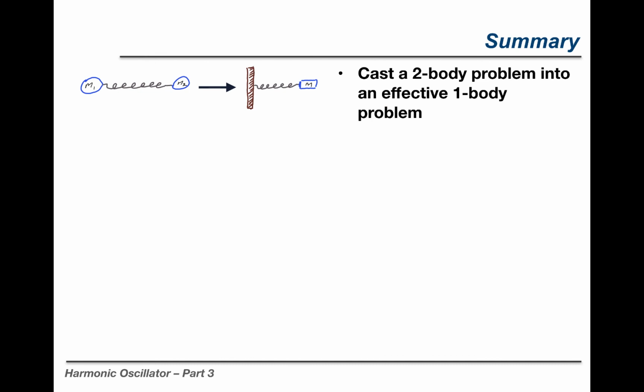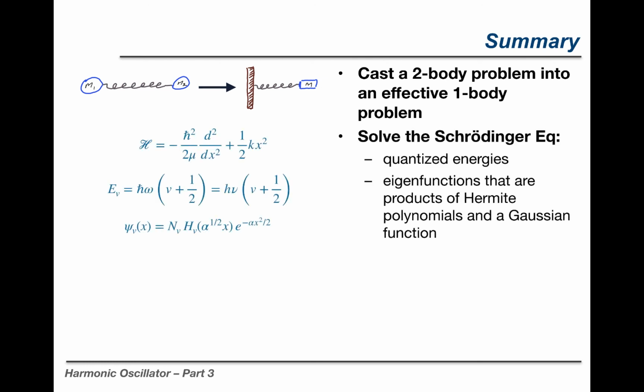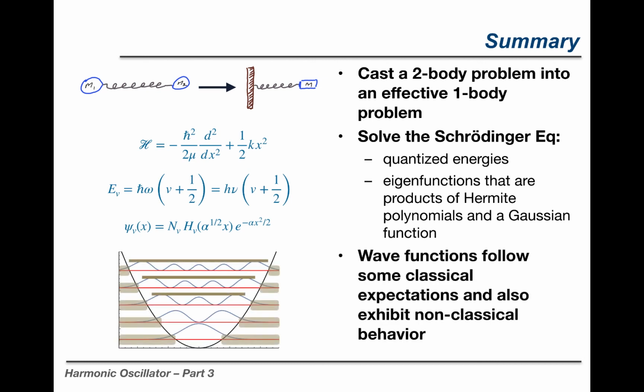All right, to just summarize what we've gone over here, we've shown that you can cast a two-body problem into an effective one-body problem, and that when we solve the Schrodinger equation, we get quantized energies and eigenfunctions that are products of Hermite polynomials and a Gaussian function. And then lastly, we saw that our harmonic oscillator wave functions agree with some classical expectations and properties, and also exhibit some very important non-classical or quantum mechanical behaviors. So that's the end of this video.